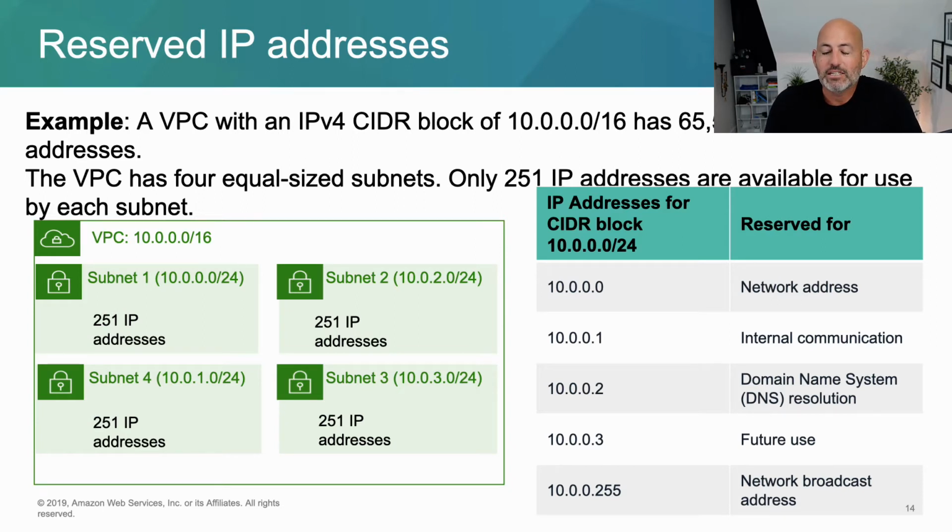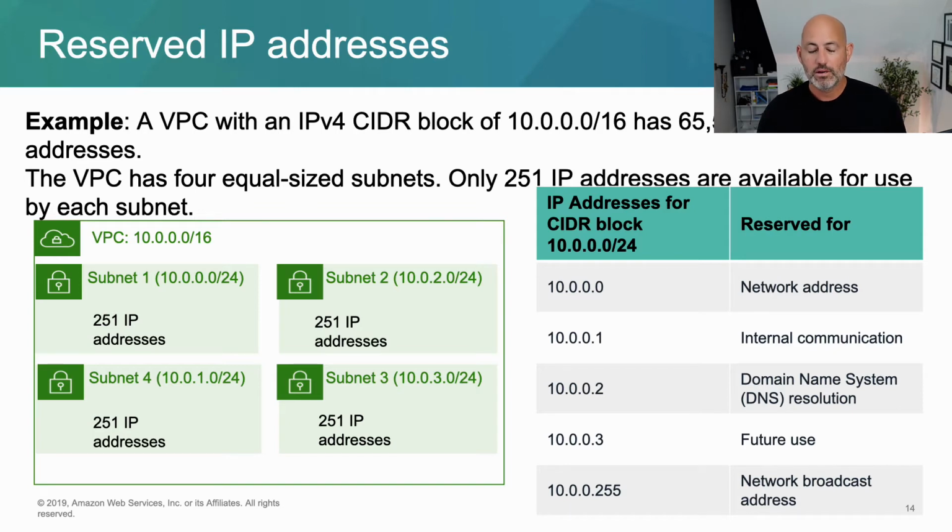A reserved IP address is pretty interesting, because a VPC with an IPv4 CIDR block of 10.0.0.0/16 has a total of 65,536 IP addresses. If the VPC has 4 equal-sized subnets, there are only 251 IP addresses available for each subnet. And you can see here that typically these reserved IP addresses are similar to setting up something at home: 10.0.0.0 would be the network address, 10.0.0.1 would be internal communications, 10.0.0.2 would be DNS, 10.0.0.3 is future use, and 10.0.0.255 is the network broadcast address.